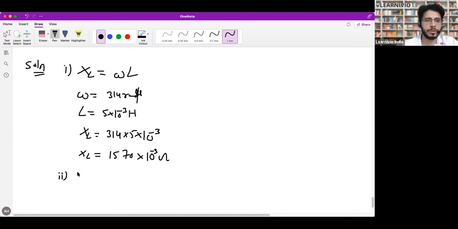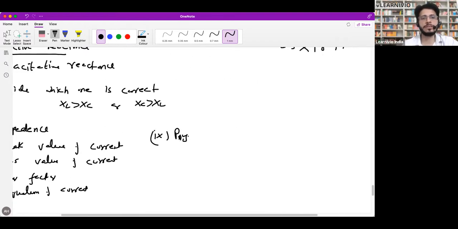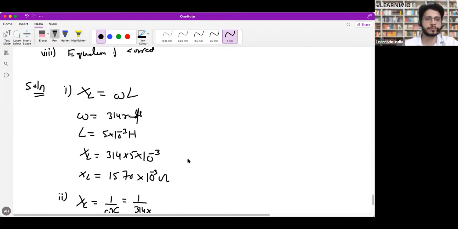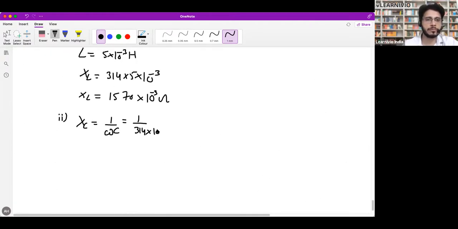This much for XL. Next, we need XC. The relation for XC is 1 by omega C. How much is omega? Omega is 314. How much is C? C is 10 raised to the power minus 5. So we get 10 raised to the power 5 by 314. Now I need the value of 1 by 314, which is 0.0032, I guess.